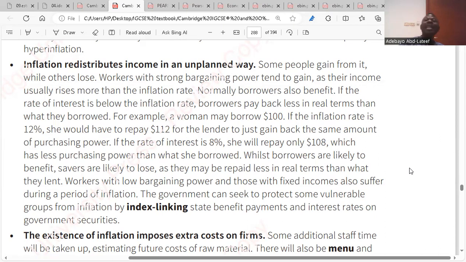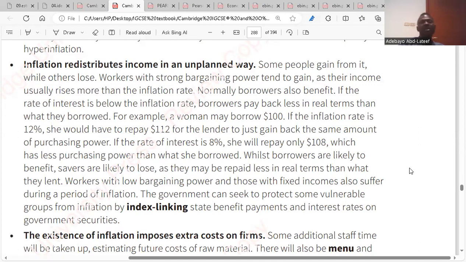When inflation rises, it's going to affect lenders. It's going to affect investors and savers. It's going to affect employees that do not have bargaining power. It's going to affect fixed income earners. It's going to be beneficial to borrowers. Do you get it? Yes, I get it.